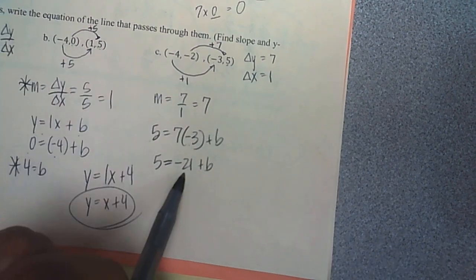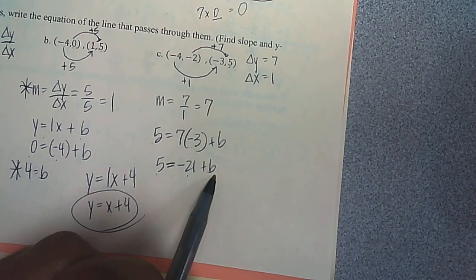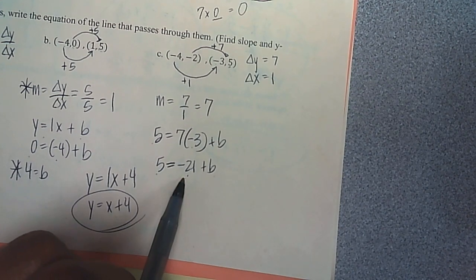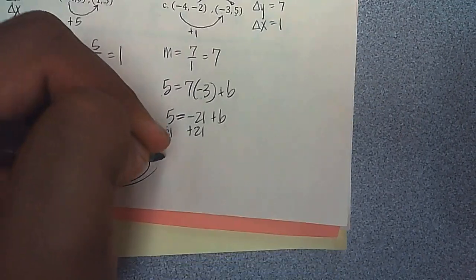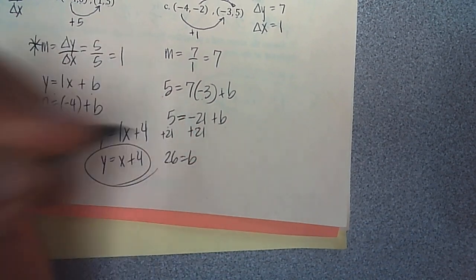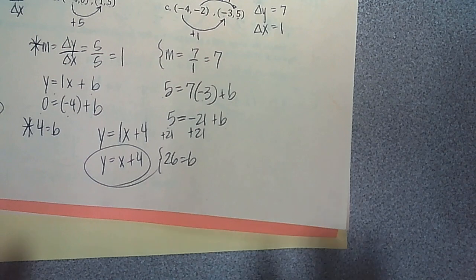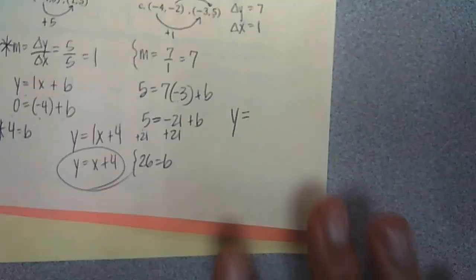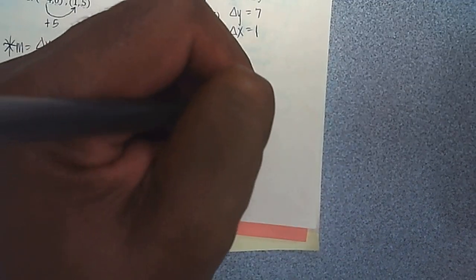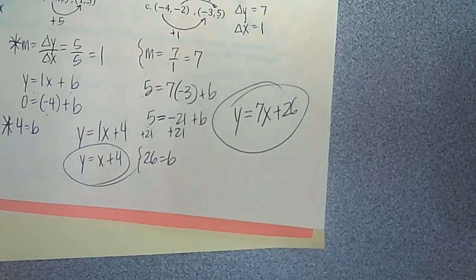Ugh. What can I add to -21 to get a +5? Well, that number has to be larger than the negative. So I can add 21 to both sides. So b has to equal 21. I need this one and I need that one. I'm not circling it because it's not my answer. My answer is y equals, my slope was 7. Slope always goes with x. My back number is 26. That's my answer. That's what I circled.